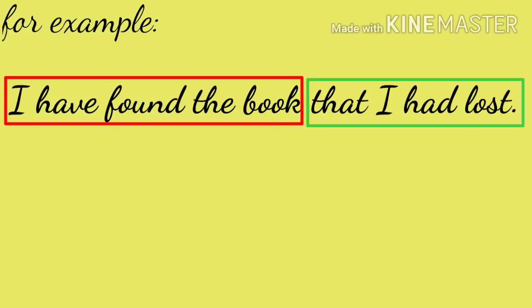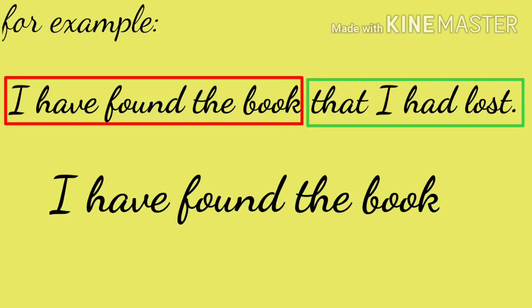All right. Now, let us take these two clauses separately and see whether they can stand on their own or not. So, let's take the first clause. I have found the book. Okay, I have found the book. So, if you look at this clause, this looks like a complete sentence. It is a complete sentence. It can stand on its own. It doesn't need any other clause to complete the sense. So this is an example of your independent clause and we call it the main clause of the sentence because it can stand on its own like an independent sentence. It is a simple sentence.